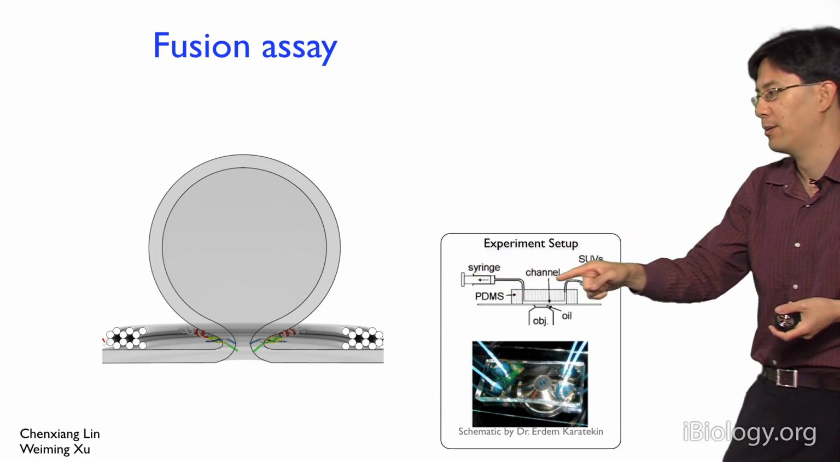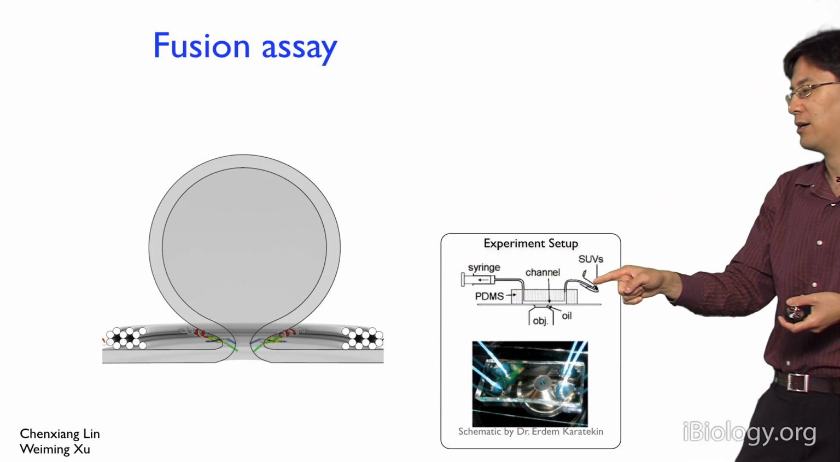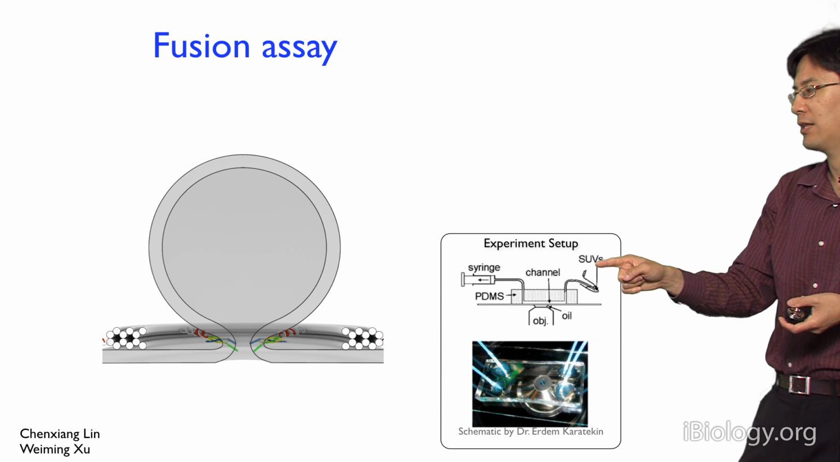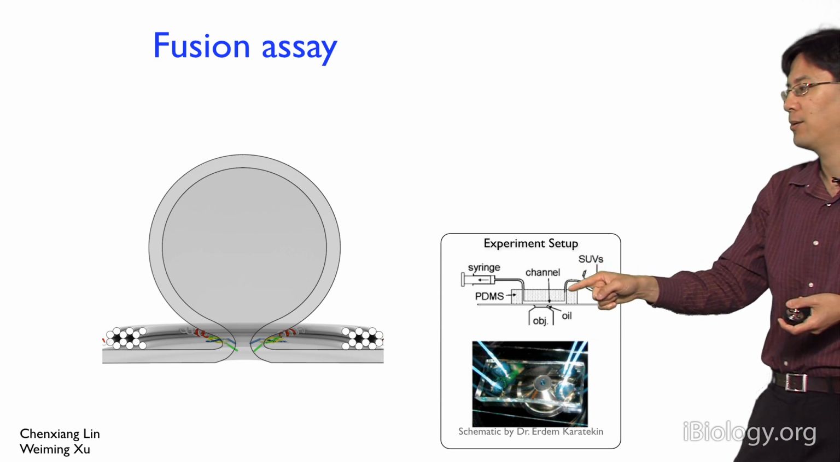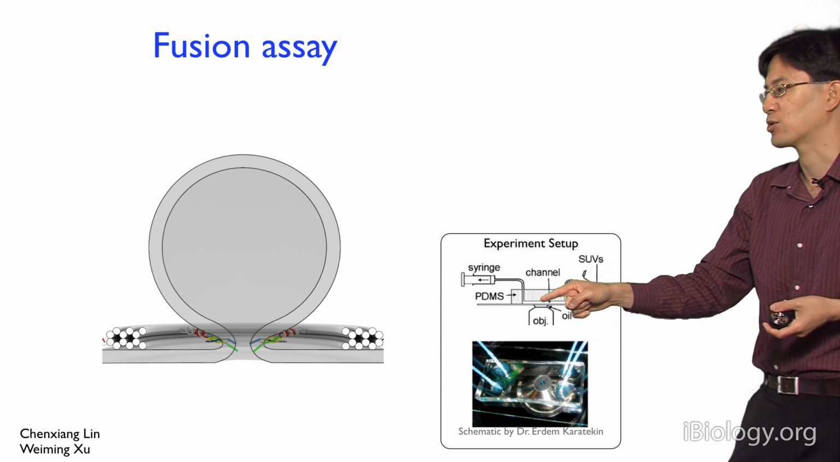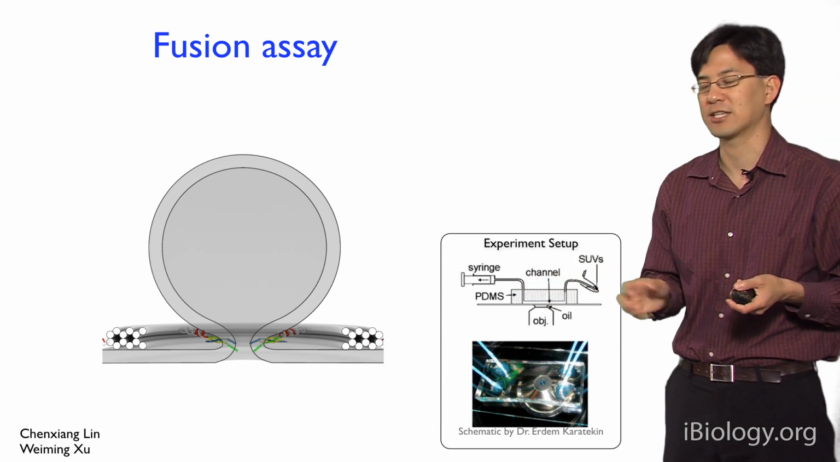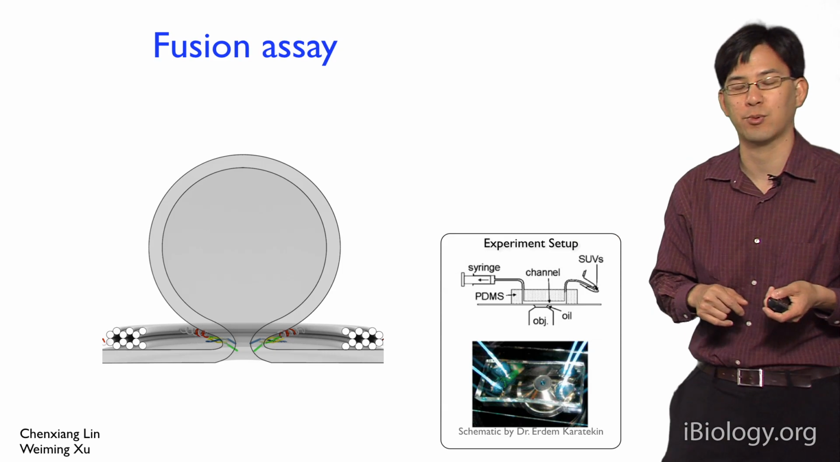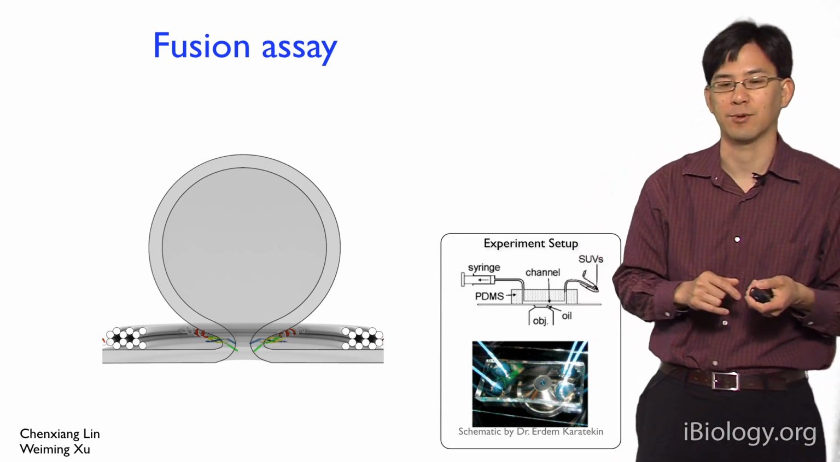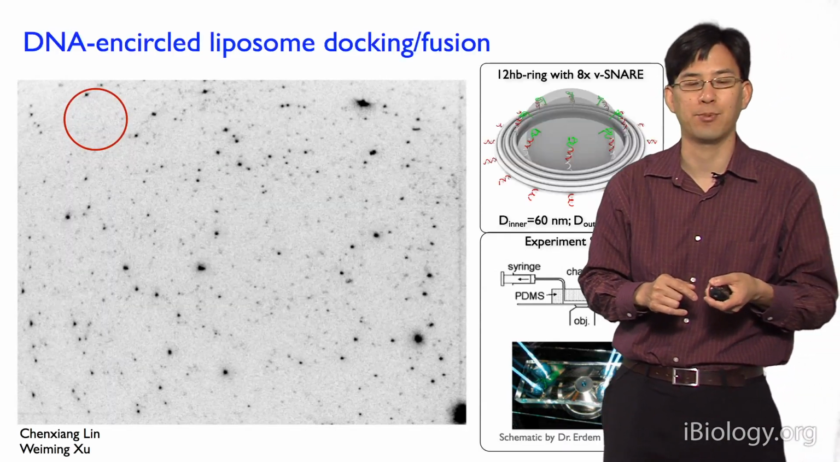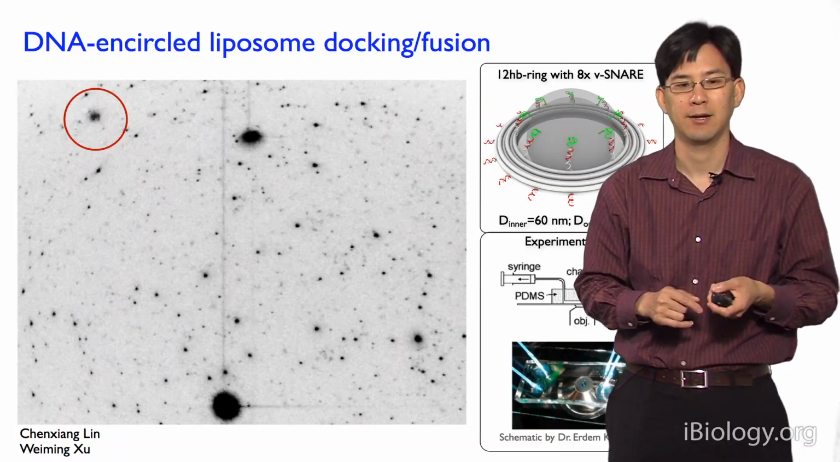We have here a microfluidic setup where we have an Eppendorf tube with our labeled vesicles being pulled through this microfluidic chamber. We're observing it using TIRF microscopy and trying to see whether or not those vesicles can fuse to the supported bilayer as a function of the number of SNARE proteins. So this is just an example of the assay in action.